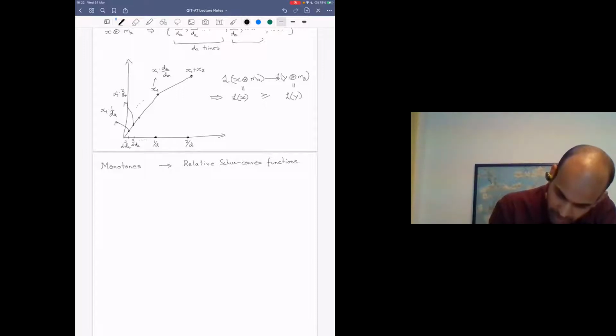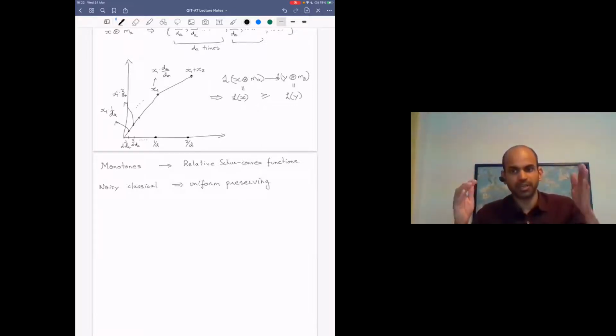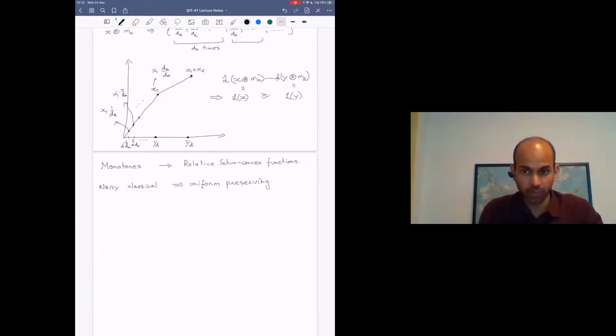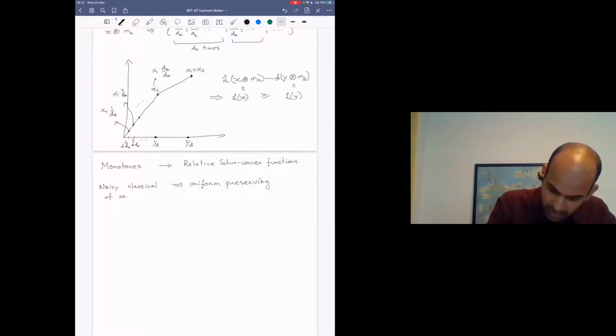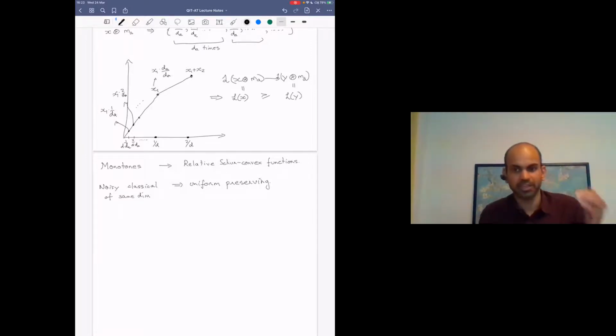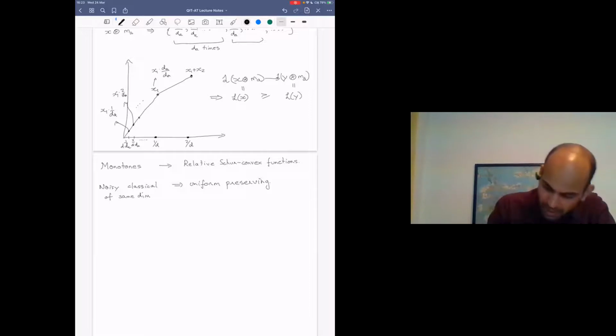So remember that noisy classical operations are uniform preserving operations, in the sense that if you put a uniform distribution into a noisy classical operation, you're going to get out a uniform distribution. In particular, if you have noisy classical operations of the same dimension, so the input and output are the same dimension, then you input the uniform distribution of that dimension, you get out exactly the same distribution. But you can generalize this to Q preserving operations.